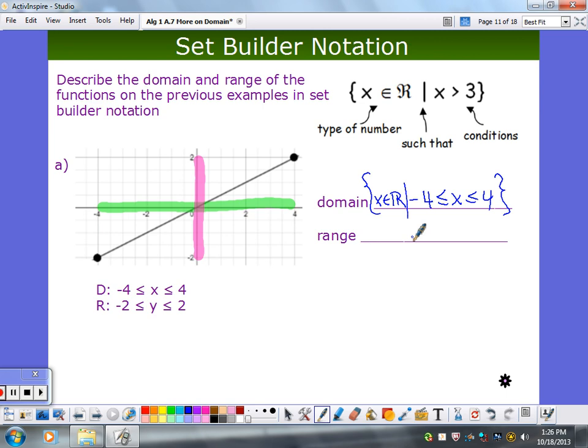Now I'm in set builder notation. This is what I'm using it for, because now I can describe an infinite number of points without having to write them all down. Because I can't. So that's what I'm using it for.